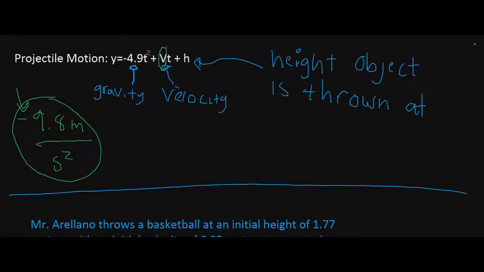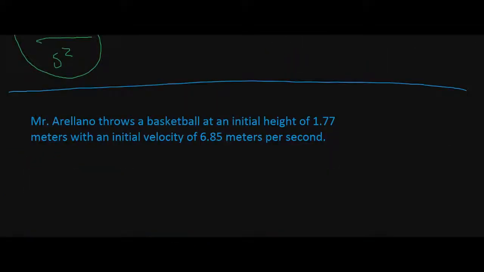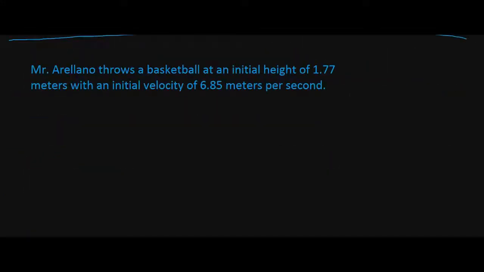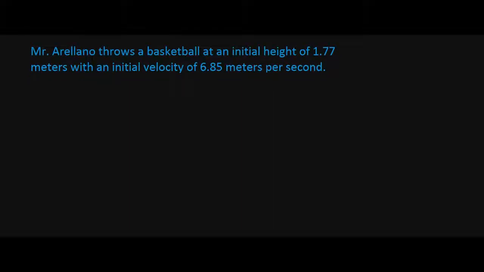The number in front of t, or x squared, is velocity. It's the velocity that an object is thrown from. And then the h is the height that an object is thrown from. So if we go down to this scenario here, Mr. Arellano throws a basketball at an initial height of 1.77 meters with an initial velocity of 6.85 meters per second.